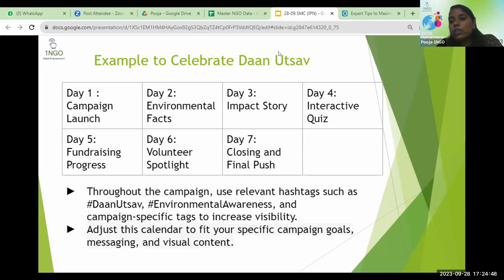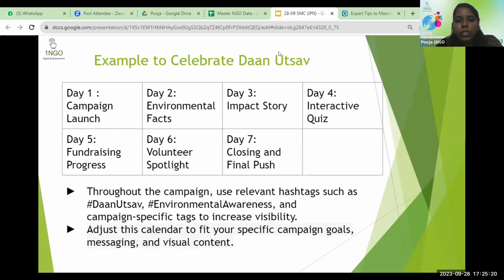Throughout the campaign, use relevant hashtags. For example, hash Danutsav or hash environmental awareness if you are working for environment, hash education for education purpose NGOs. So you will be using specific tags to increase the visibility. Engage with your audience by responding to the comments, thank donors publicly, and encourage them to share your post. So this is how you can celebrate Danotsav in the coming week.